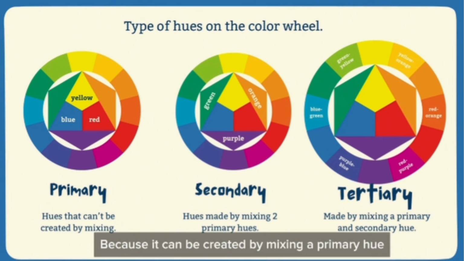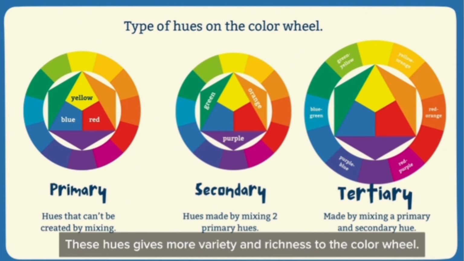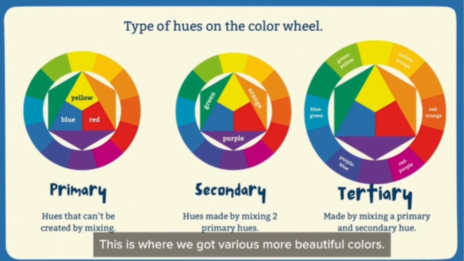mixing a primary hue with some of secondary hue like red plus orange or yellow plus green. These hues give more variety and richness to the color wheel. This is where we get various more beautiful colors.